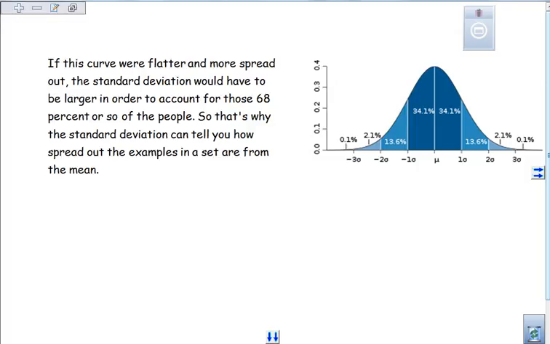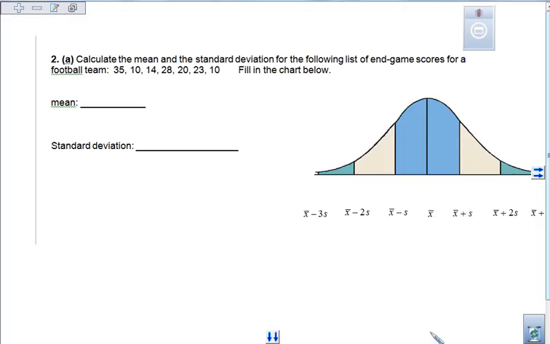So let's get to example 2. Calculate the mean and standard deviation of the following list of end game scores for a football team.